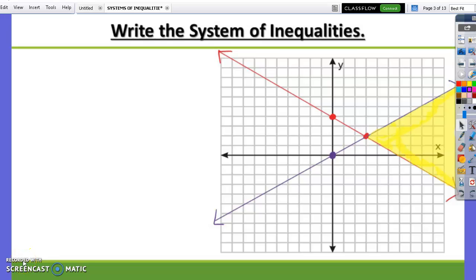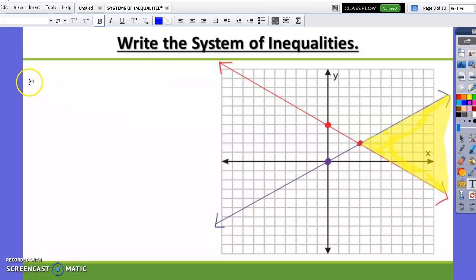Hi everyone. We're back to some more examples of systems of linear inequalities. Over here to the left, you'll see the graph of two systems of linear inequalities. We're going to have to take the graphs and disassemble them and write the system of linear inequalities. So we have our red line and we have our purple line. So that's how we'll start this off.